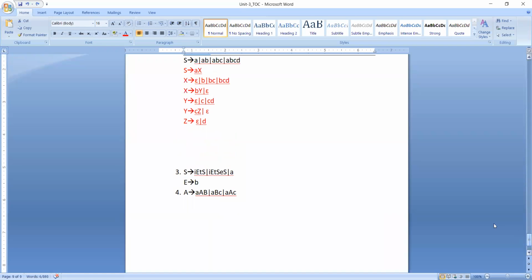Now if you want to work it out, you can try for this one also. Let us go for this one. What is this third production? In our third production, what do we have common? We have iEtS. Please observe iEtS. Yes, we can take this entire part. So here I am going to take i, small i, capital E, small t, capital S, X, or this gamma part is a small a. Gamma part is small a.